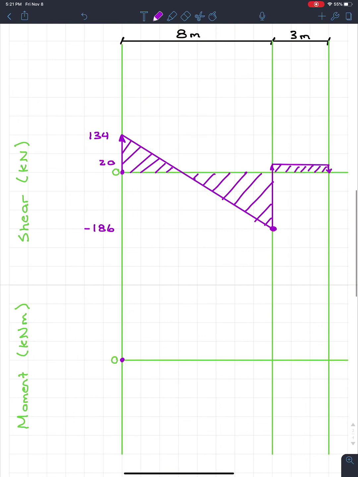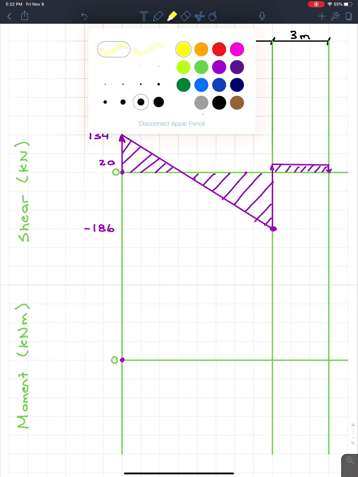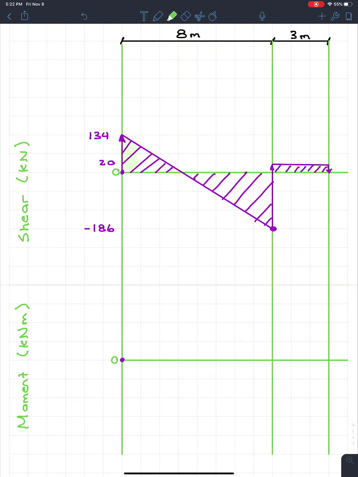So if we come up here, to find the change in moments, we're going to need to find the area under this curve. Well, we know that that's easy because it's a triangle. So it's going to be base. Oh, now we see a problem. We don't know where exactly the base of this triangle is. So it's a big problem.